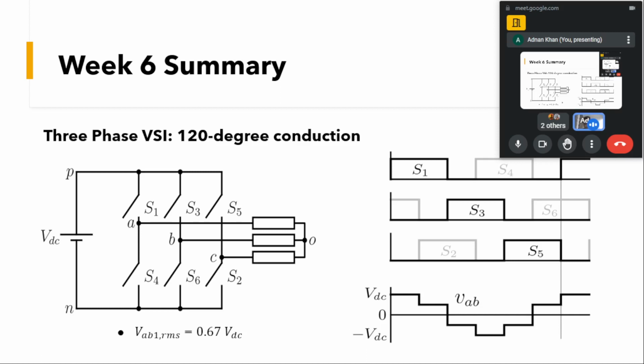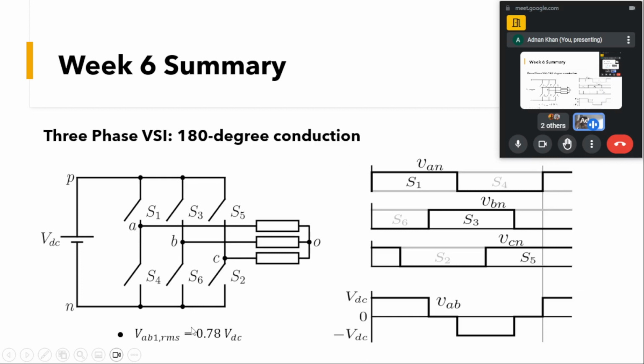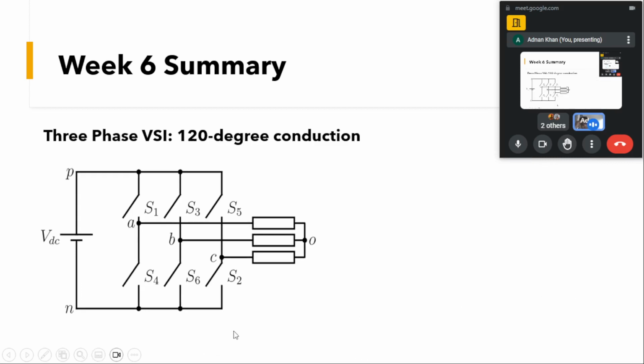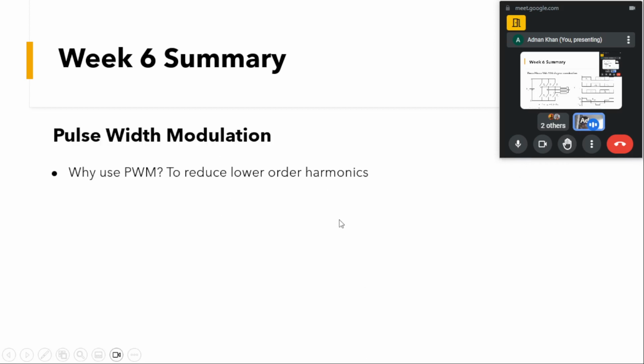But what is happening is that the RMS of the fundamental is less in the case of 120 degrees as compared to 180 degrees, where we had VAB RMS equal to 0.78 times VDC, that is 78%. Here we are getting 67% only. You can do the analysis that has already been done during the course, you can go through that. This was about the 120-degree conduction mode.